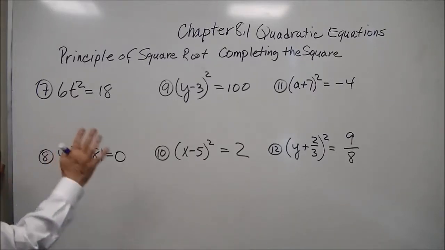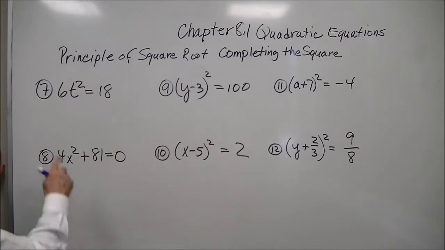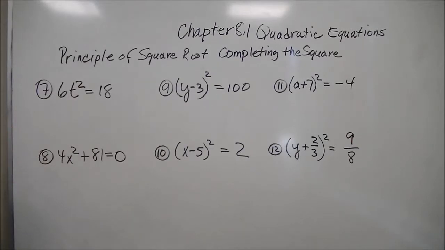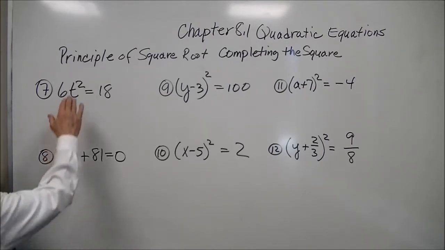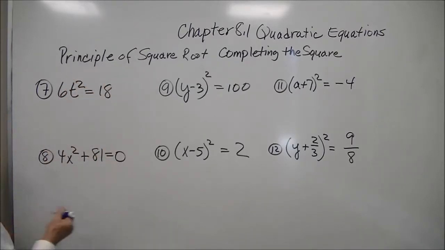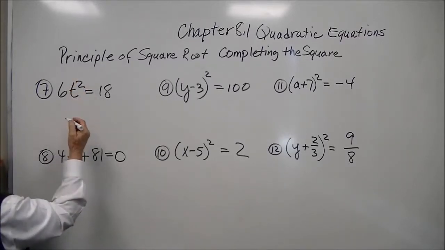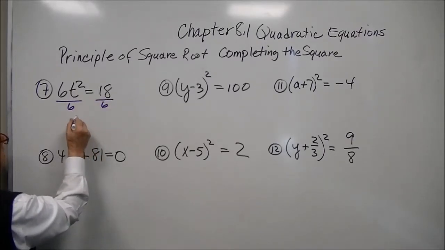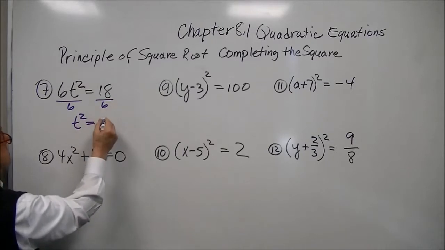Okay, as we look at this board, we're going to be using the principle of square root. And again, part of it, as you look at an equation and you need to solve it, because these are all equations because of the equal signs, you have to figure, well, what strategy do I use? Well, again, we're using this primarily here. So we want to isolate the t squared by dividing both sides by 6. We then get t squared equals 3.